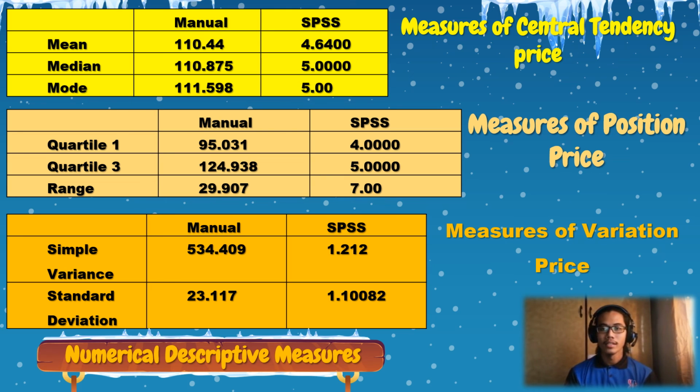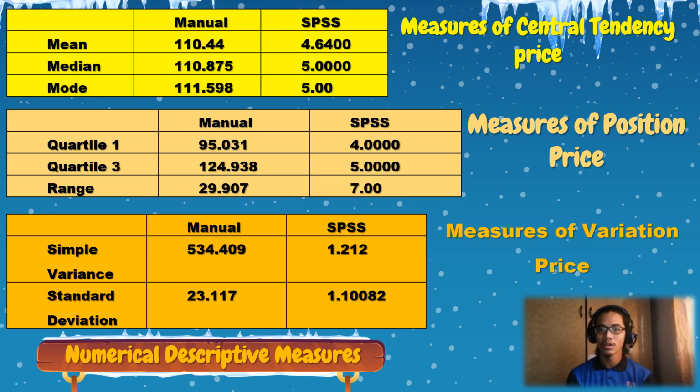The second is the measure of position for price. The SPSS result shows that the value of quartile 1 is 4.0000, the value of quartile 3 is 5.0000, and the range value is 7.00. Meanwhile, the values found using the manual method are different.